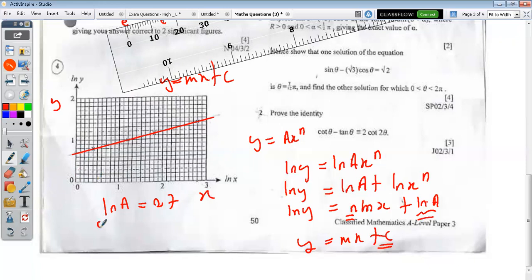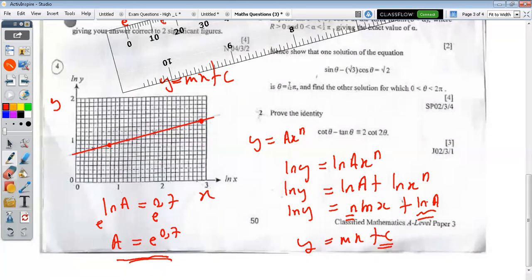Therefore, take e of that. So it means A is equal to e to the power of 0.7. Or you can find that's the value. Then n is simply the gradient. The gradient, you can pick any 2 points. You do change in y over change in x. So for example, if I pick that and that point here.